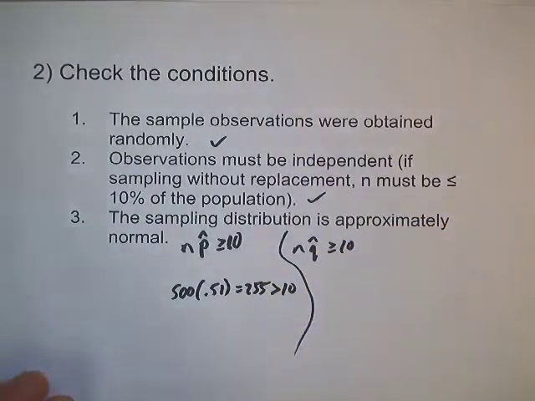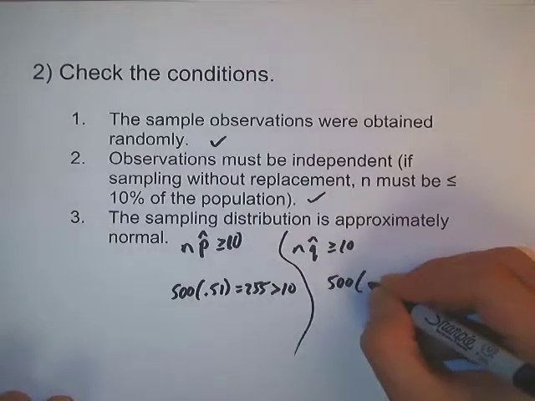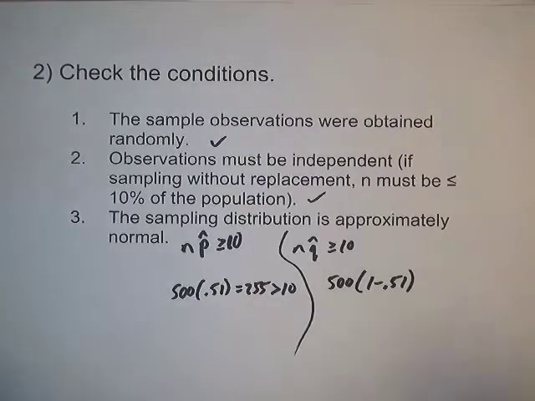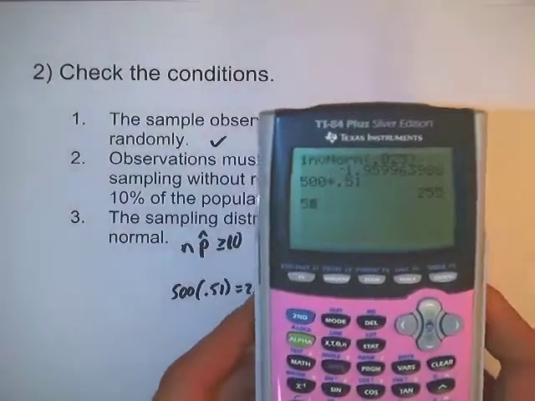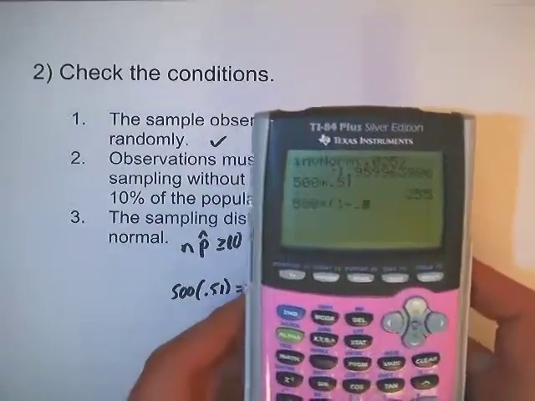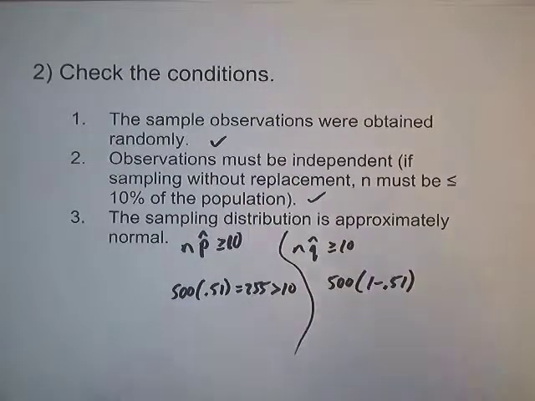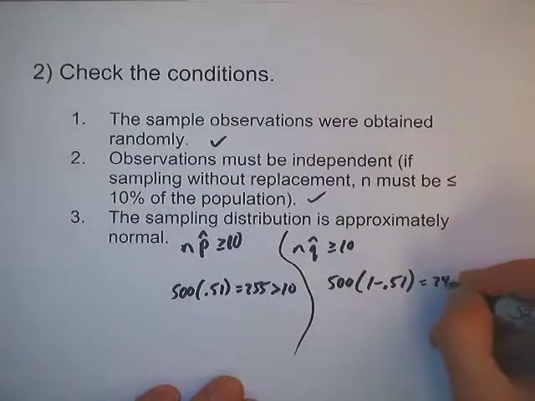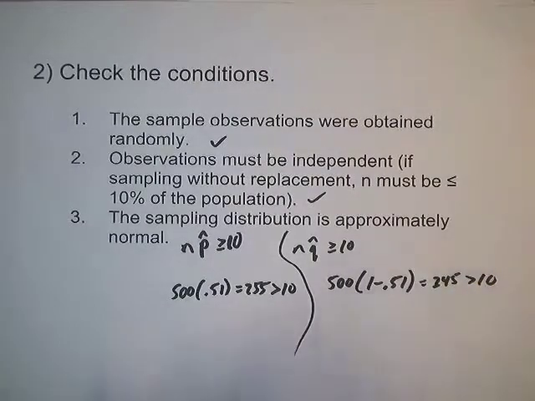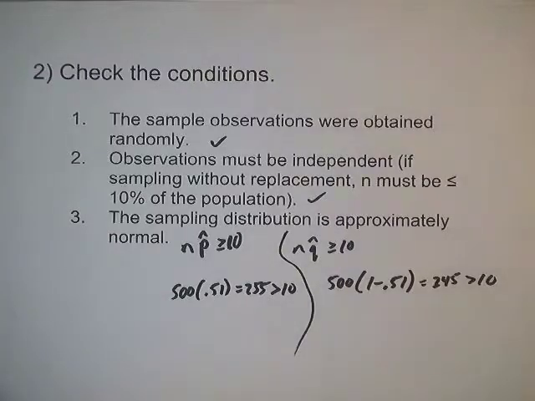Now if I test n times q hat, I'm going to do 500 times 1 minus 0.51. If I do that in the calculator, that's going to give me about 245. And 245 is also certainly bigger than 10. So I would say in this case that my sampling distribution is approximately normal.